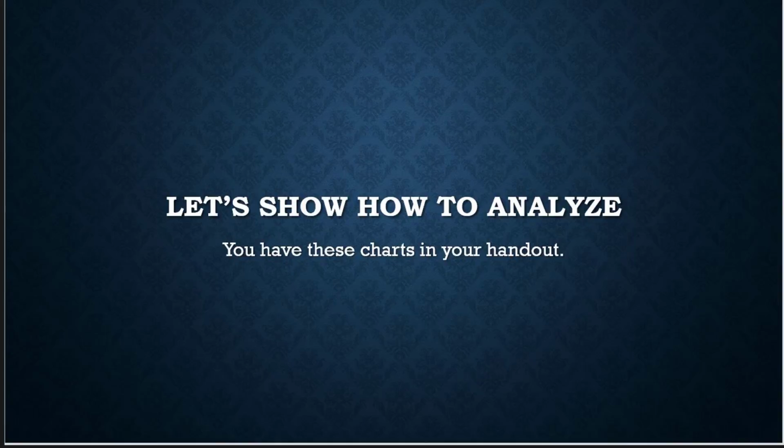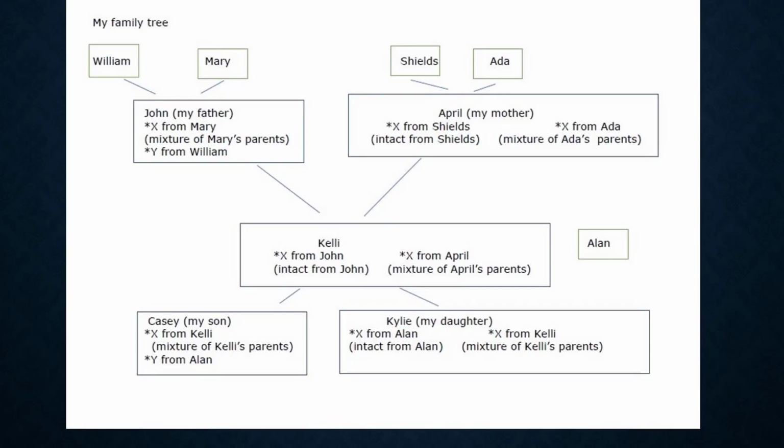First thing I did with my X results is I made a little family tree. This is just a rough family tree of a couple of generations, but I think you'll get the idea. I have a set of grandparents. William and Mary is one set, and Shields and Ada are the other set. And William and Mary had my dad. So his X is from Mary, most likely a mixture of her parents, and his Y is from his dad.